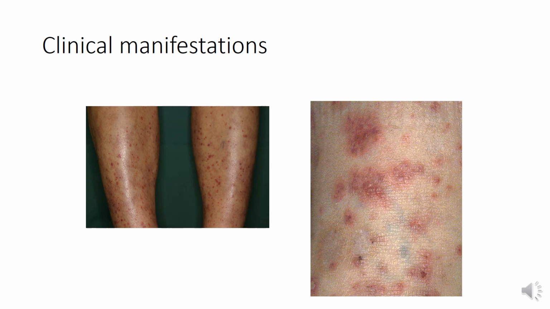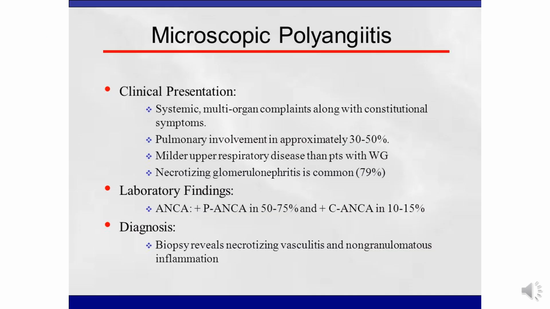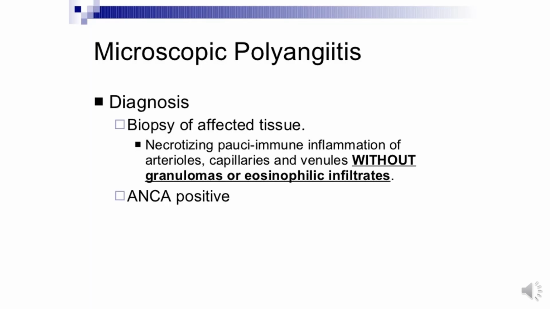Cutaneous petechial rash. Other symptoms are constitutional: fever, weight loss, and pulmonary and renal symptoms. On biopsy, we have necrotizing pauci-immune inflammation of arterioles, capillaries, and venules without granulomas and eosinophilic infiltrates.